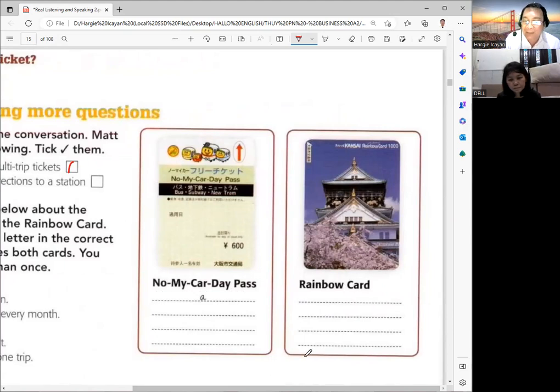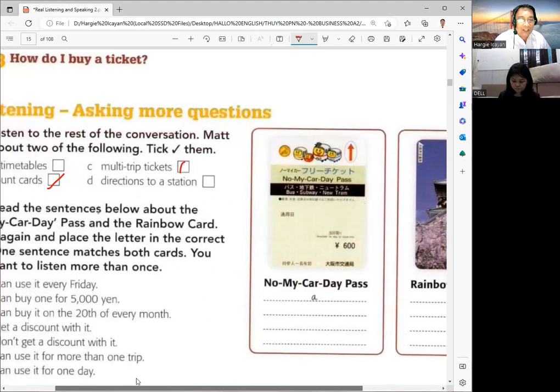Of course, it's very important for you to ask how to use the No My Car Day Pass and the rainbow card, right? So you have to understand them. How are you going to use the No My Car Day Pass and the rainbow card? Because these are two different things. If you don't know how to ask for information about them, you won't know how to use them, right? So it's very important to understand them.